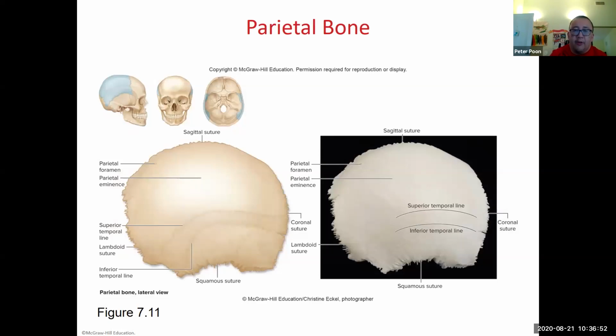The parietal bone isn't really interesting, except the parietal bone has all four sutures attached to something. The sagittal suture attaches the two parietal bones to each other. The coronal suture attaches the frontal to the parietal. The squamous suture attaches it to the temporal, and then the lambdoid suture back here attaches it to the occipital bone back here. So this is anterior, that is posterior.